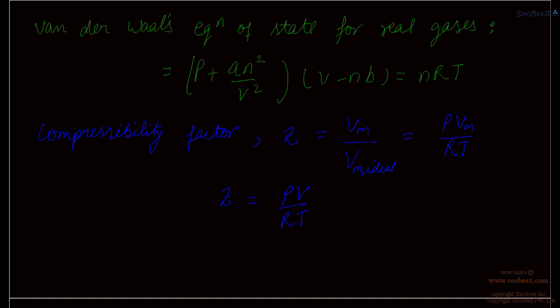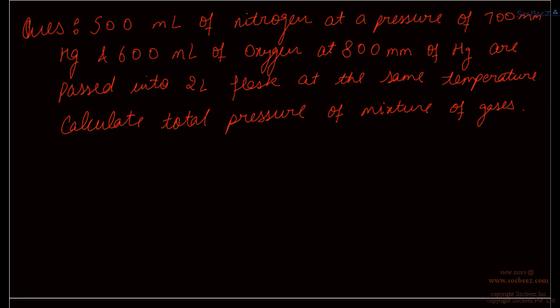Okay. So now let's get to the questions. Let's discuss some of the questions. The question says that 500 milliliter of nitrogen at a pressure of 700 millimeter of Hg and 600 milliliter of oxygen at 800 millimeter of Hg are passed into a 2-liter flask at the same temperature. Calculate the total pressure of the mixture of gases.